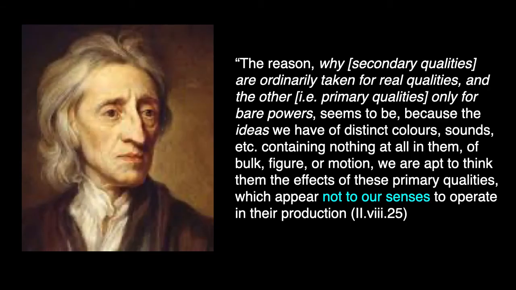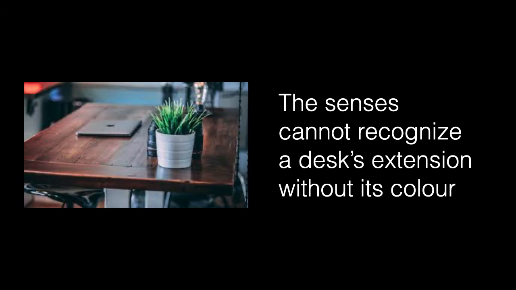He writes, "The reason why secondary qualities are originally taken for real qualities and the other, i.e. primary qualities, only for bare powers, seems to be because the ideas we have of distinct colors, sounds, etc., containing nothing at all in them of bulk, figure, or motion, we are apt to think them the effects of these primary qualities, which appear not to our senses to operate in their production." In other words, those primary qualities are always effectively hidden behind secondary qualities.